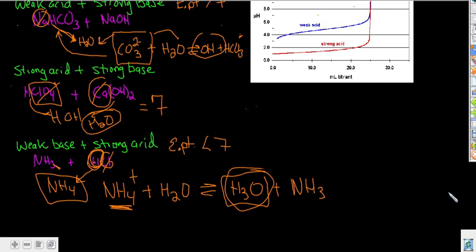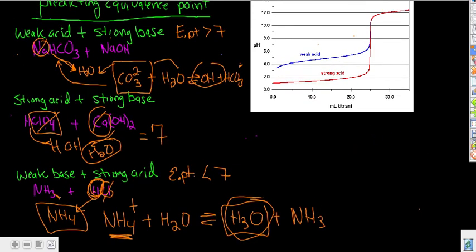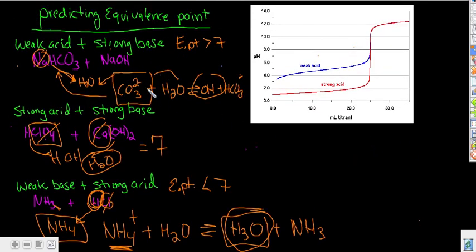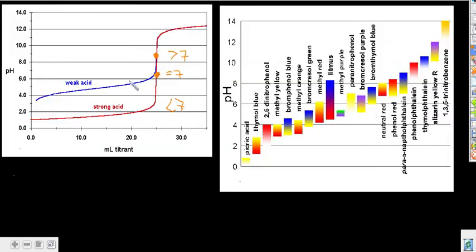All right, well, hopefully that helps with the idea of equivalence points and predicting equivalence points in your different scenarios, and also what a titration curve is and how that works.